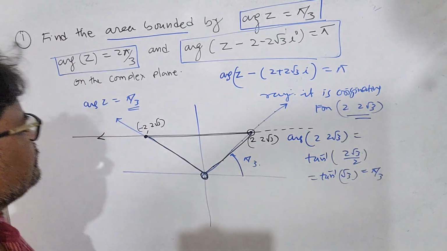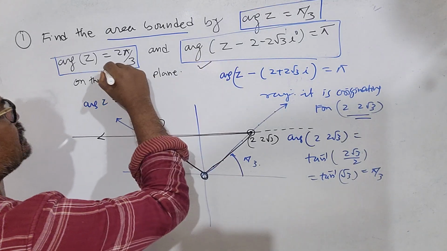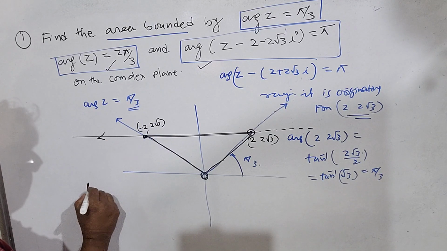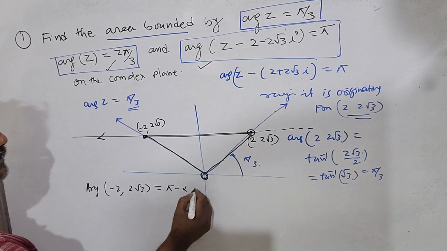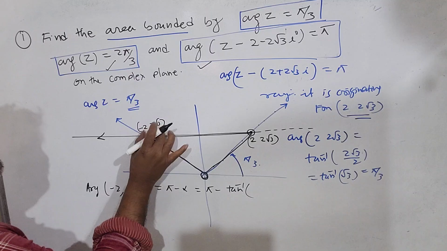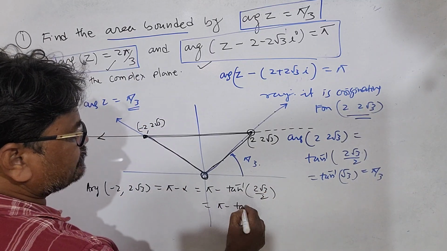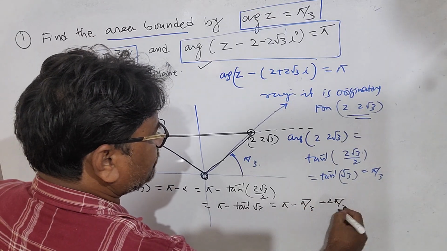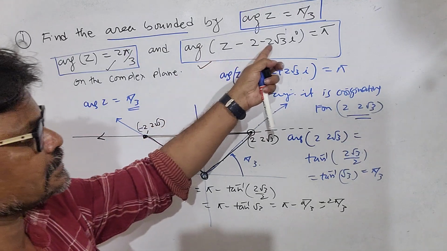But if you are having doubt, you can verify this point is lying on this locus as well as on this locus. The argument of minus 2 comma 2 root 3 is pi minus tan inverse of alpha, something like that for the first quadrant. This is 2 root 3 by 2, that is pi minus tan inverse of root 3, that is pi minus pi by 3, definitely 2 pi by 3. So this is satisfied. Now let us see whether it satisfies this locus as well.